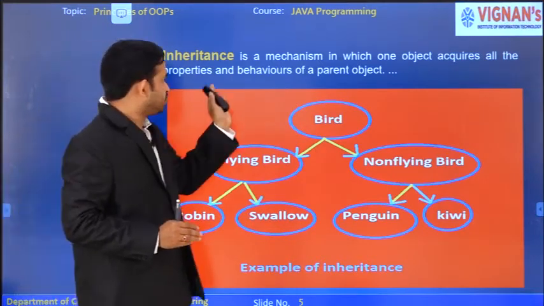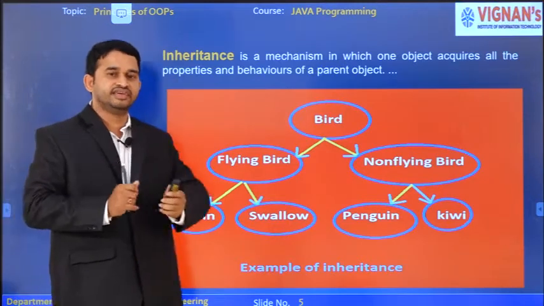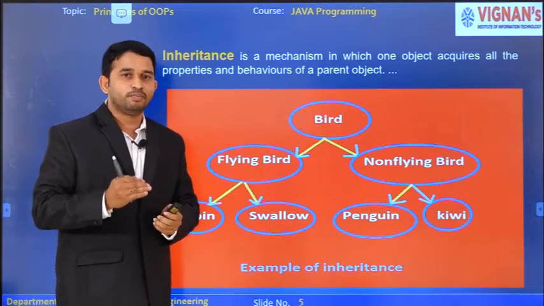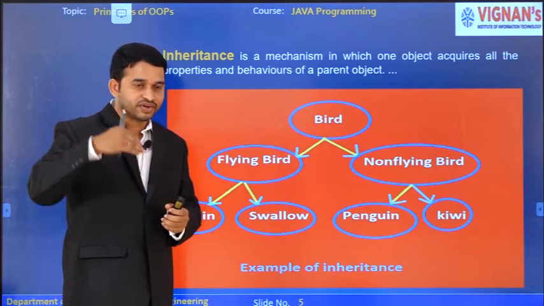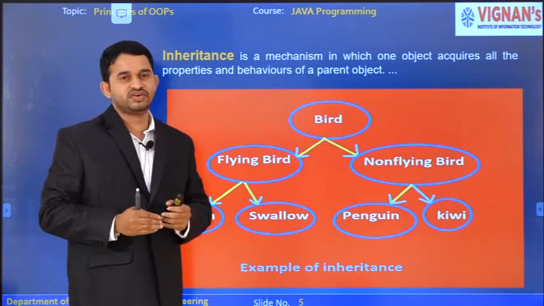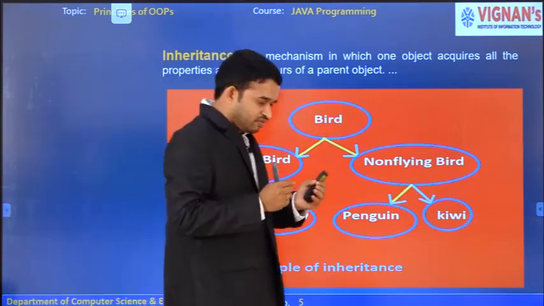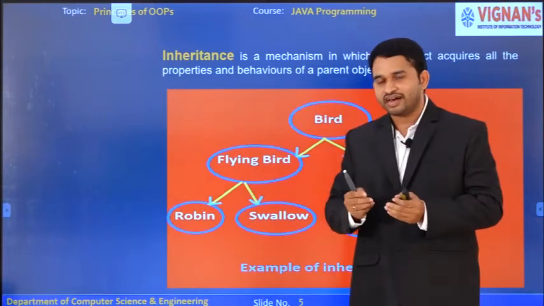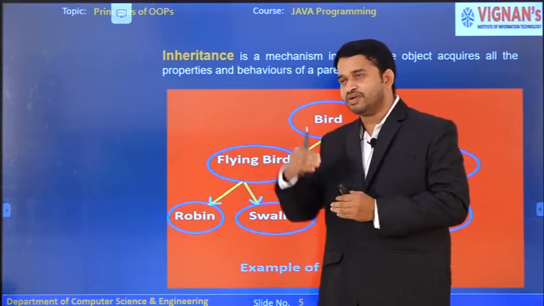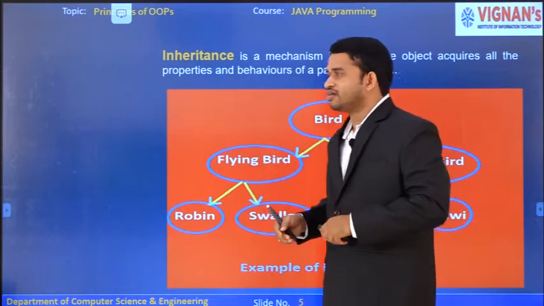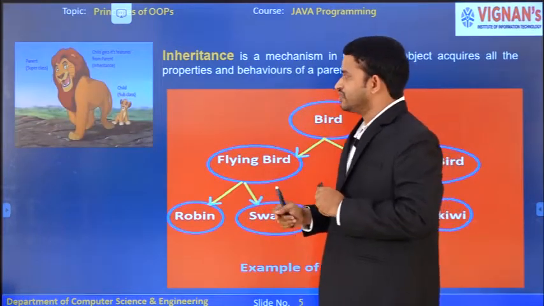So, let us go to the particular concept, inheritance. What is the meaning of inheritance? Acquiring the properties of an object from parent class to child class we call inheritance. It means one object gets or acquires properties and behavior from parent class to child class.